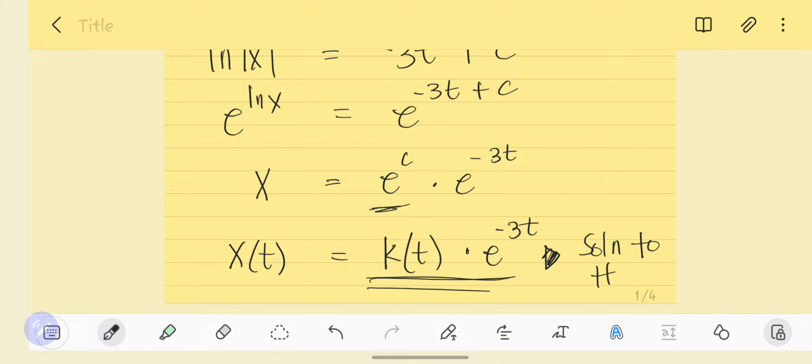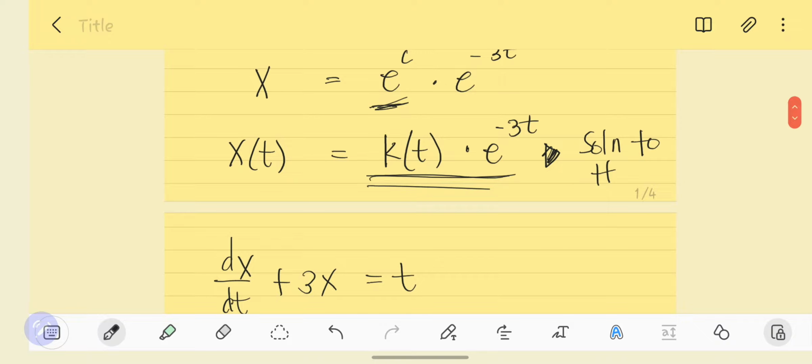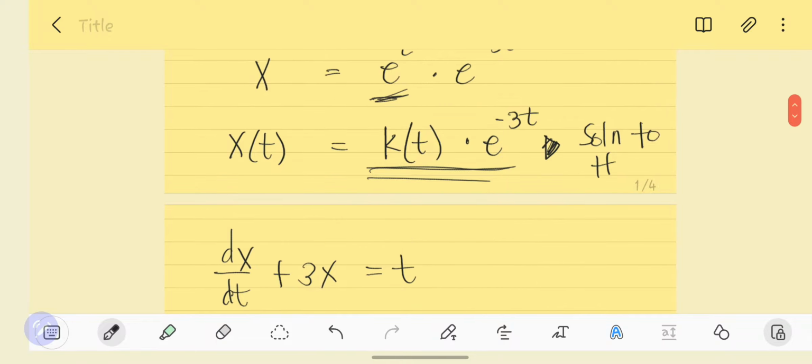And we'll let this constant vary with t. So, x of t is equal to k of t times e to the negative 3t. So, that is your solution to the homogeneous equation. And then, we will try to derive this solution.